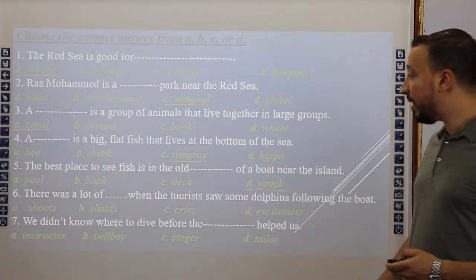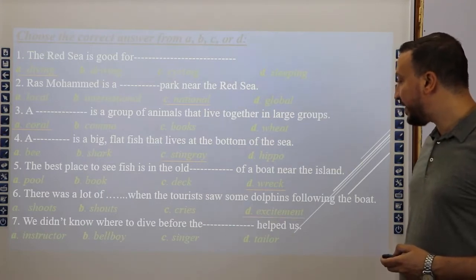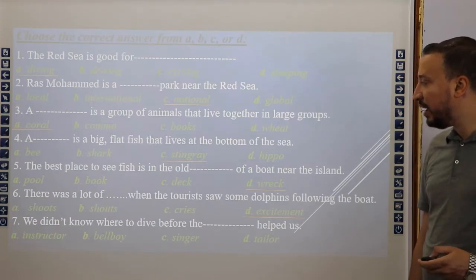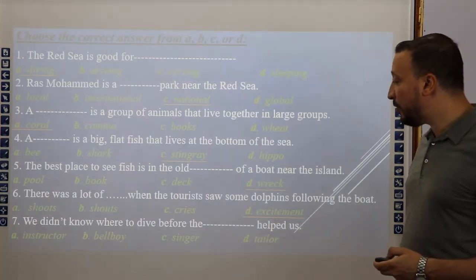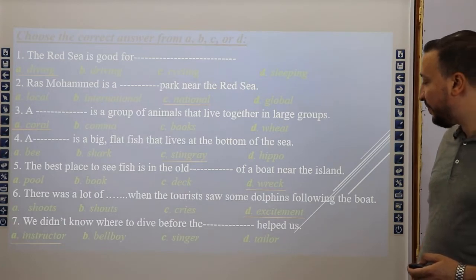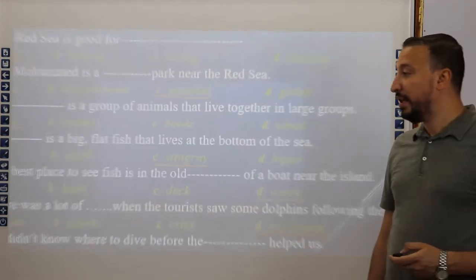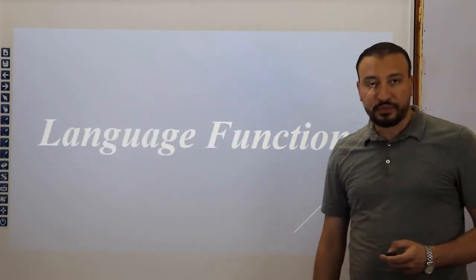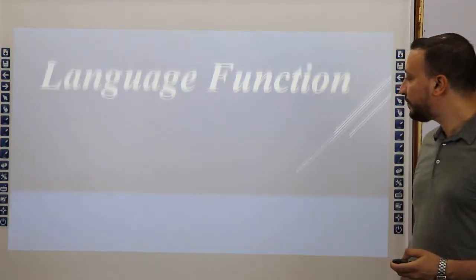5, the best place to see fish is in the old wreck of a boat near the island. 6, there was a lot of excitement when the tourists saw some dolphins following the boat. And the last one, we didn't know where to dive before the instructor helped us. Now, let's move to the language function of this unit.